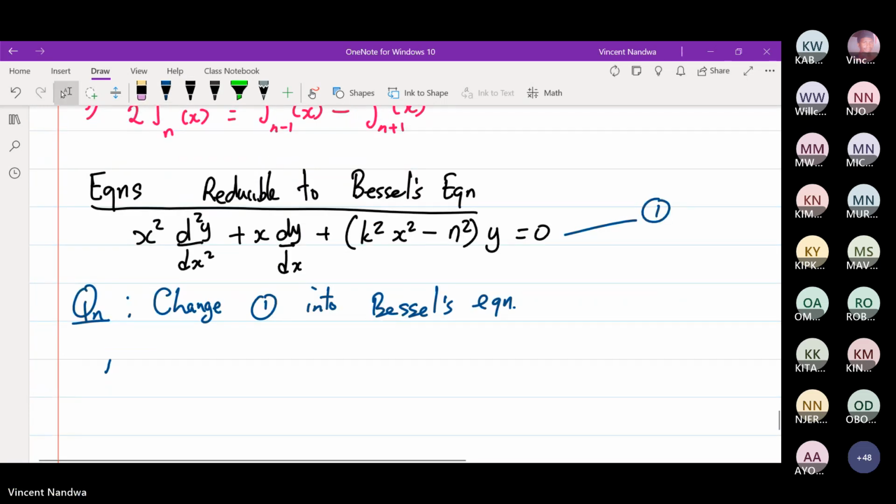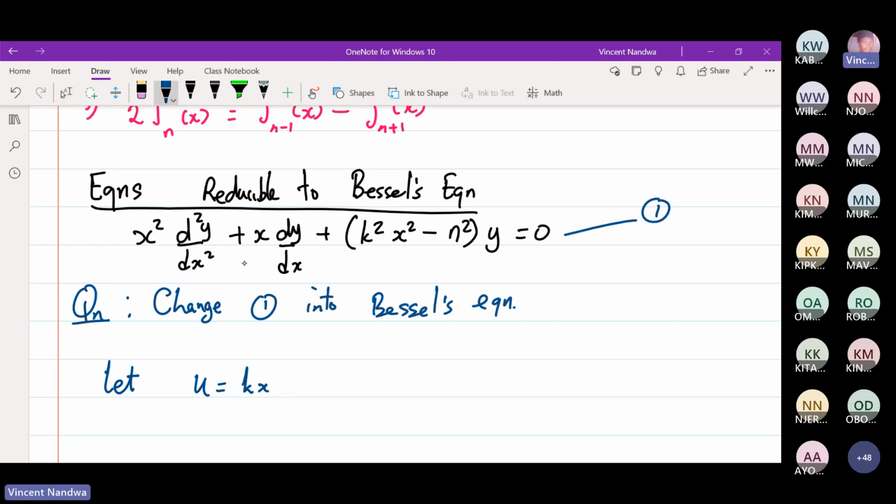So we'll say let u be this kx, so that k squared x squared is the same as u squared. What we want to do is to transform equation 1 in terms of the variables u and y. So we want to absorb the x variable so that our new equation will have the independent variable u.